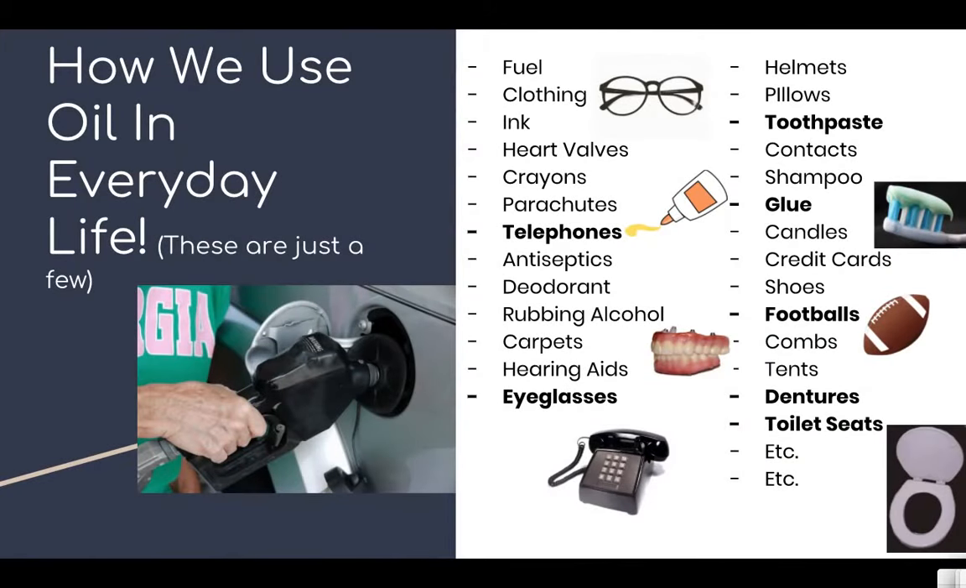How we use oil in everyday life. These are just a few. Fuel, clothing, ink, heart valves, crayons, parachutes, telephones, antiseptics, deodorant, rubbing oil, alcohol, carpets, hearing aids, eyeglasses, helmets, pillows, toothpaste, contacts, shampoo, glue, candles, credit cards, shoes, footballs, combs, tents, dentures, toilet seats, etc., etc.